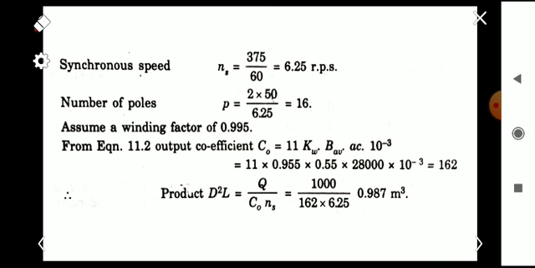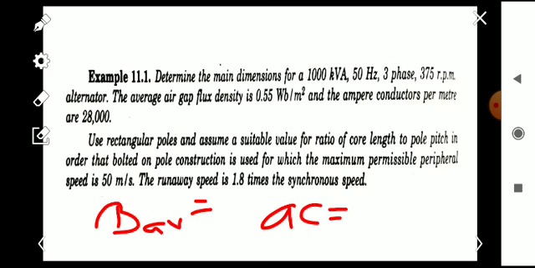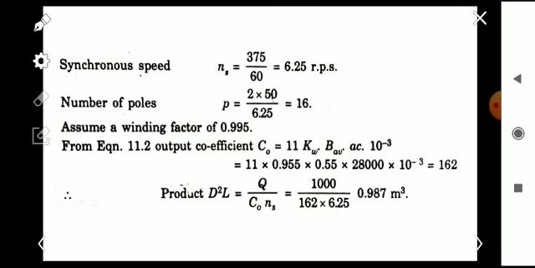So P is equal to 16. And here we can assume a winding factor Kw. Normally, if the value of Kw is not given, we assume it as 0.955. Here we are taking the value of Kw as 0.955. Okay, no problem.